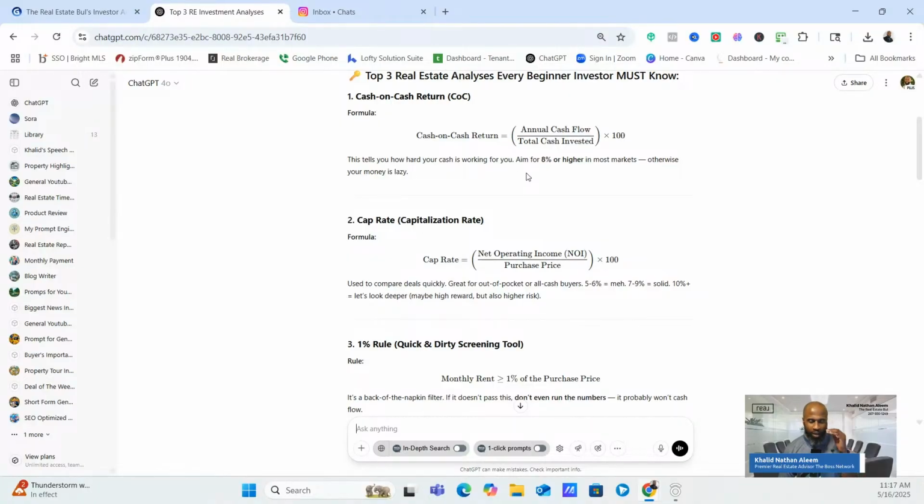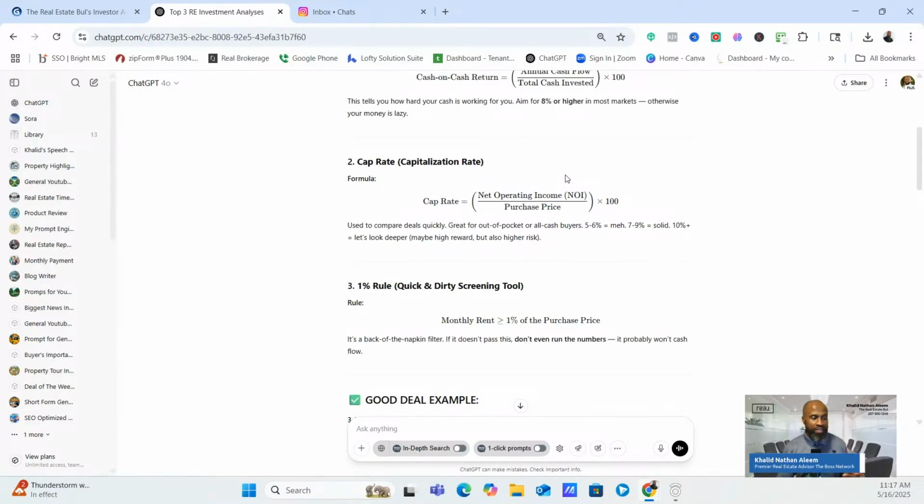Again, this tells you how hard your cash is working for you, and you want to be at 8% or higher in most markets. Otherwise, the money is lazy, meaning it's not working for you. So cash on cash, definitely important. The next is the cap rate.